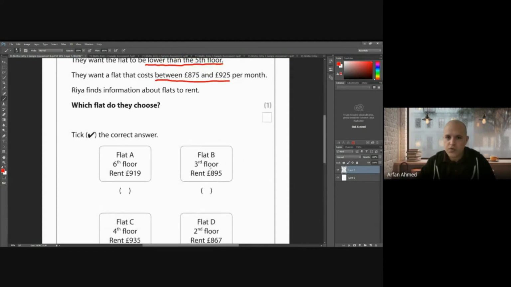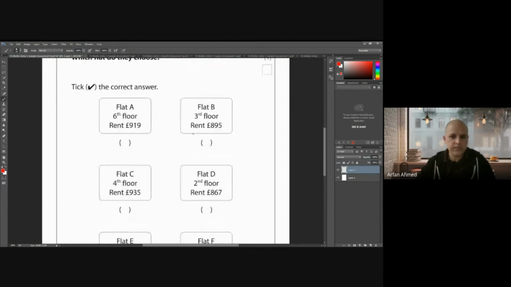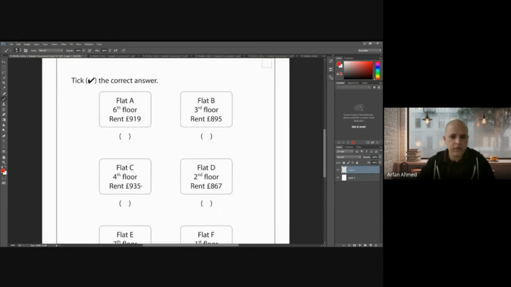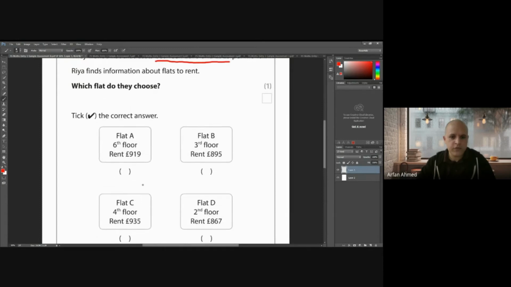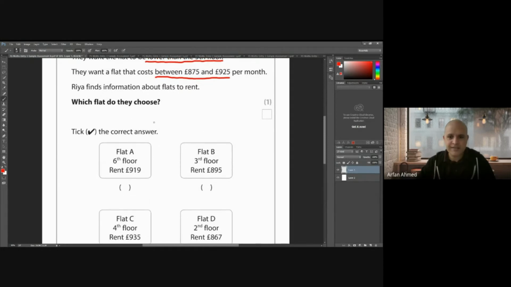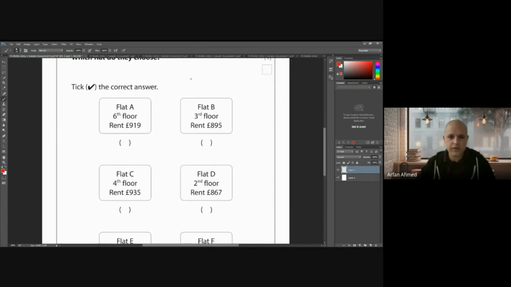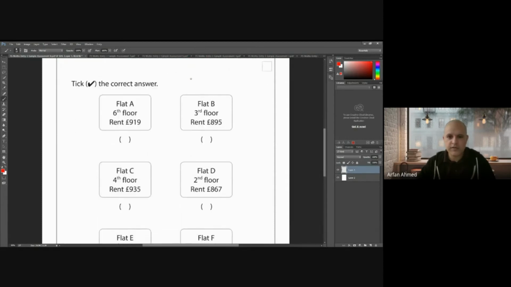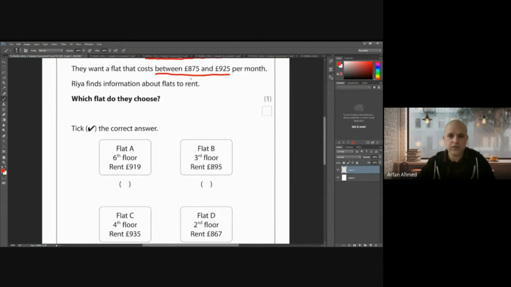Could it be flat B? 3rd floor, and the rent is £895. So that's between those two values. Yeah, could be flat B. Let me just double check the other ones. Can we do flat C? 4th floor, rent 930. No, we can't do flat C. It's gone over the budget. Could it be flat D? 867. No, that's too low. What about flat F? 870. No, that's too low as well. Definitely flat B.